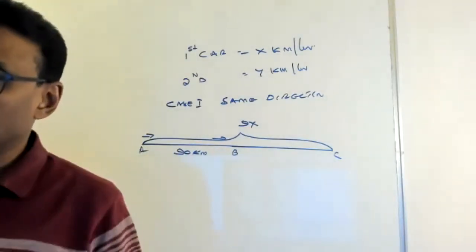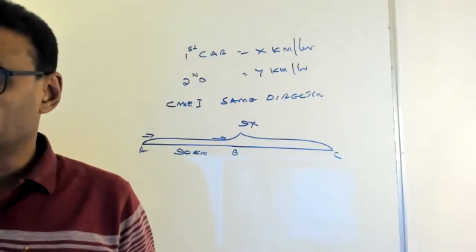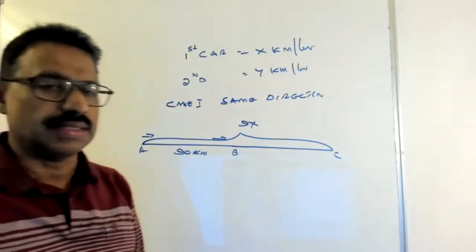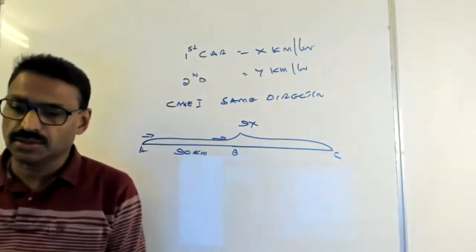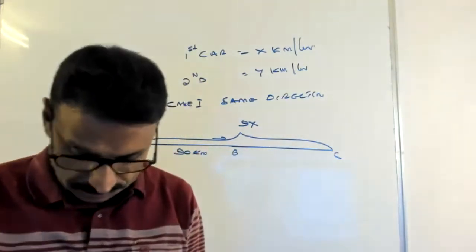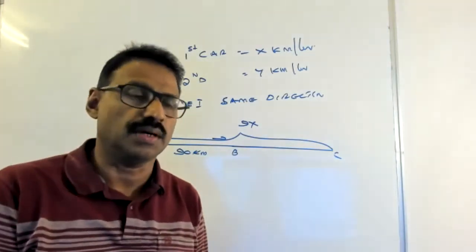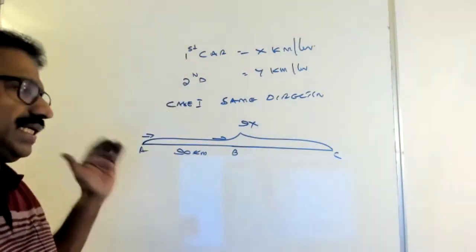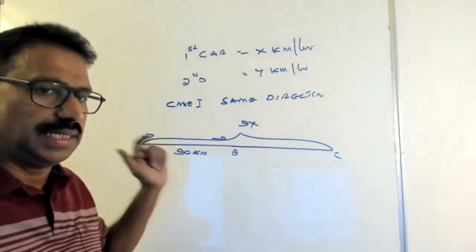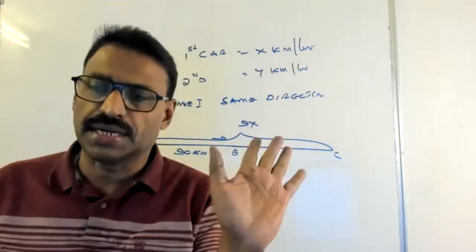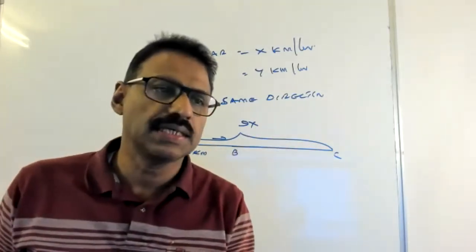Okay. Similarly, the distance covered by the second car in 9 hours, how much? 9y. Correct or no? Because speed is y.